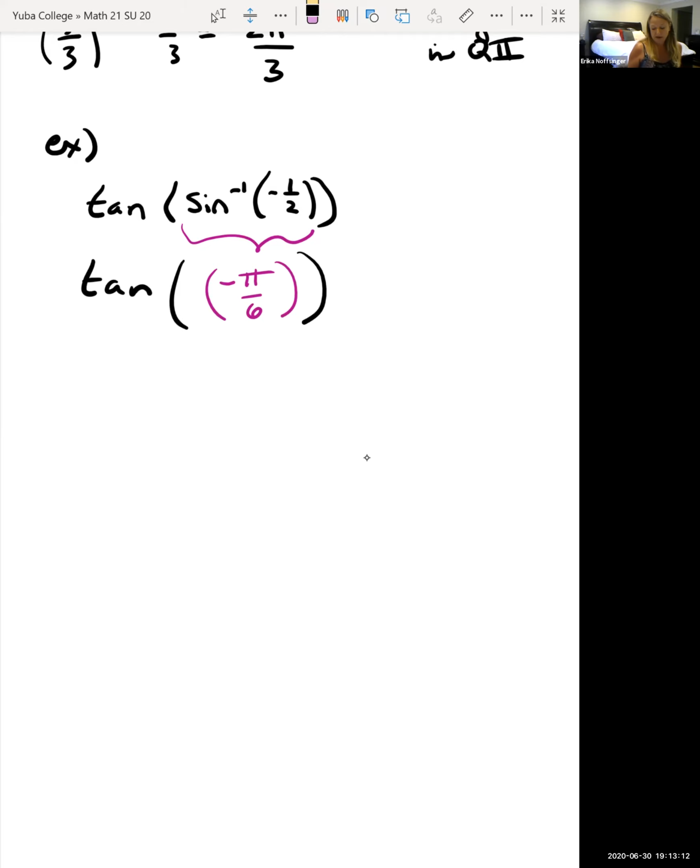So tangent of -pi sixths, that's 30 degrees. So that's going to have all the √3s and all the 3s in there. So √3/3. But we have to determine, is it positive or negative? Tangent is in terms of sine and cosine. One's negative, one's positive. So negative divided by positive is negative. So it should be -√3/3.